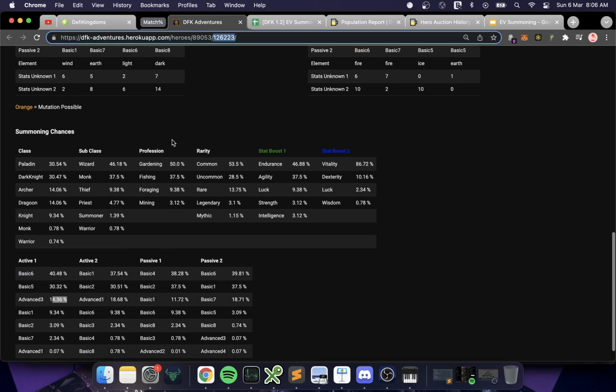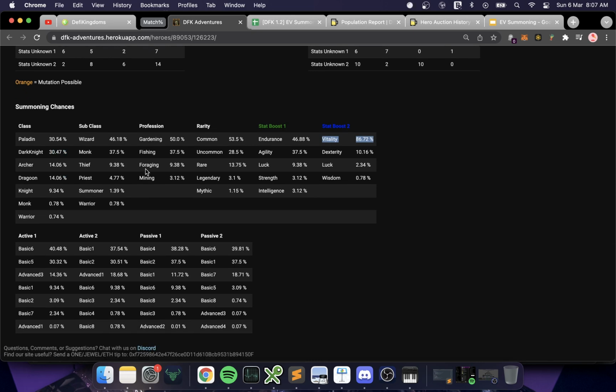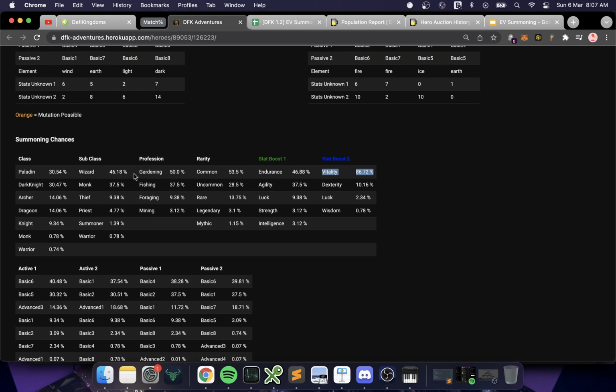So what am I expecting? Realistically, I'm expecting an archer or a dark knight. I would love to have a witcher. And then hopefully they have vitality, and hopefully they do not have gardening. And if it's an archer, please, I want to have three advanced. That would actually make me happy. But yeah, I never know. So let's see what we're going to get.